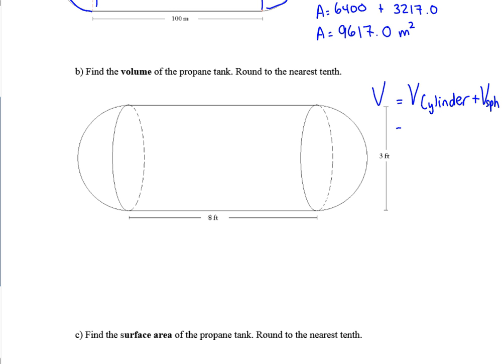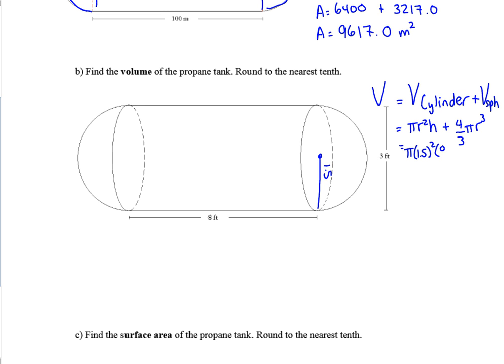Okay, so what is the formula for the volume of a cylinder? Pi r squared h. And what's the formula for a sphere, volume of a sphere? That's on your formula sheet. 4/3 pi r cubed. So we have to be careful. This is the cylinder and the sphere. Do they have the same radius? Yeah. Okay, what is the radius? 1.5. So 1.5 squared. What is the height of the cylinder?